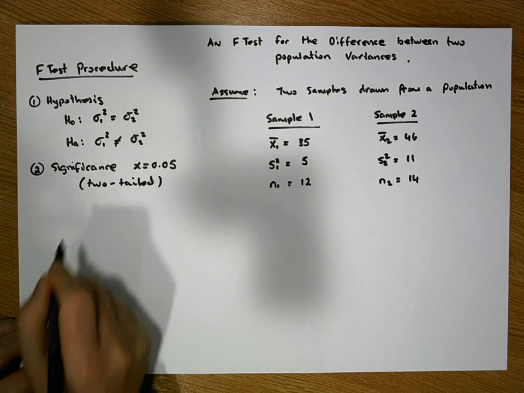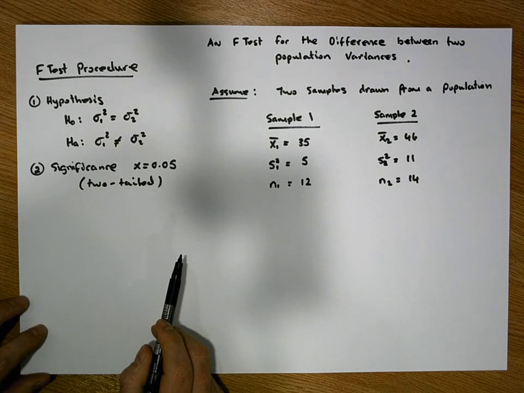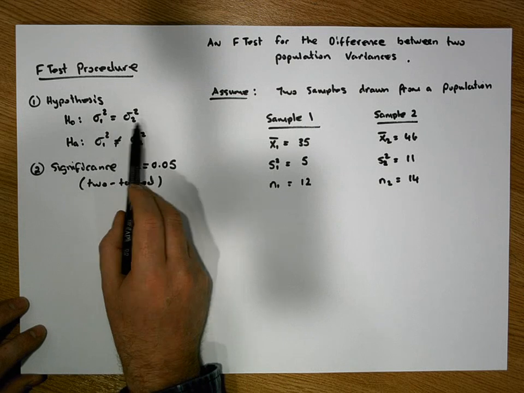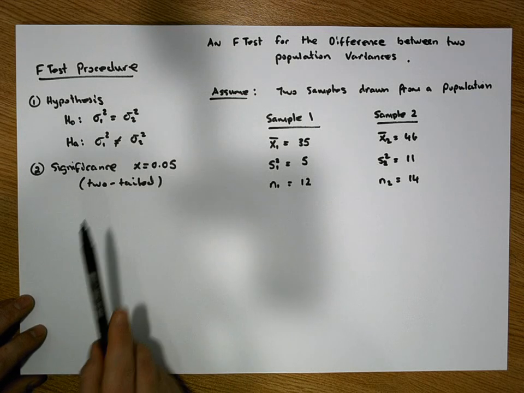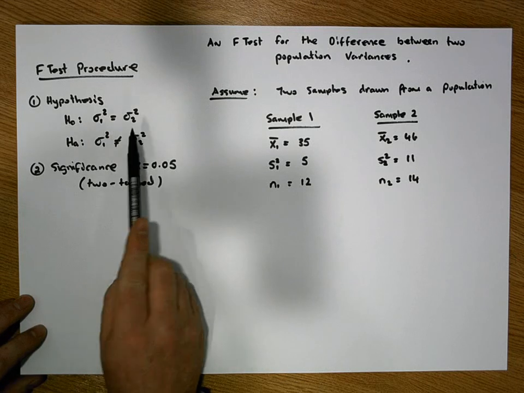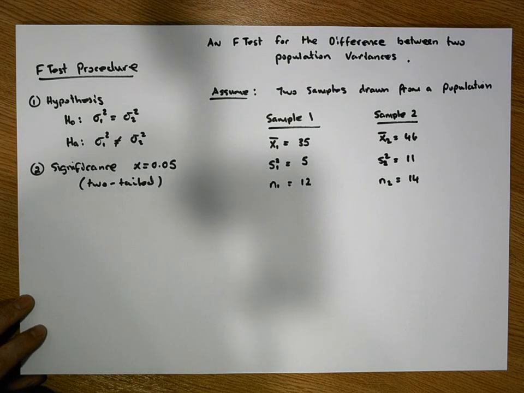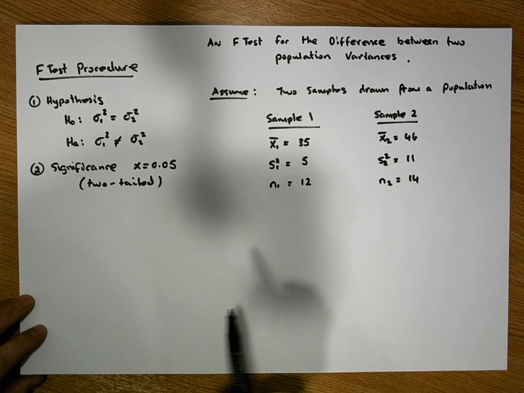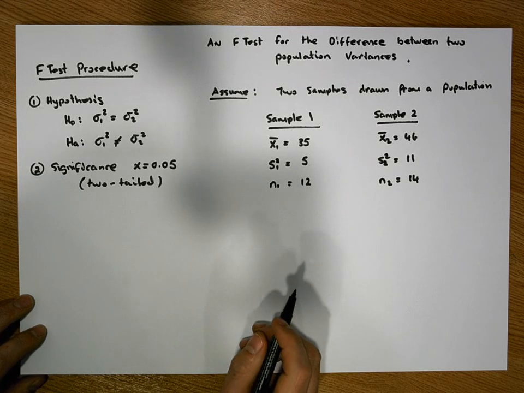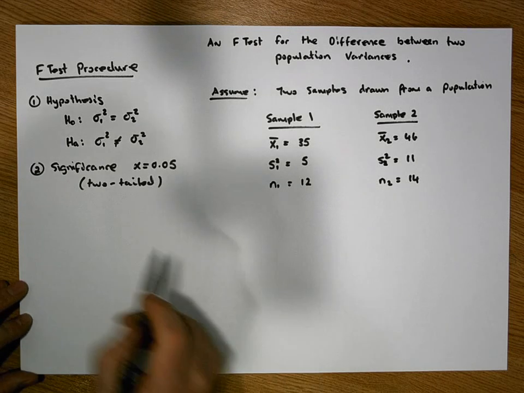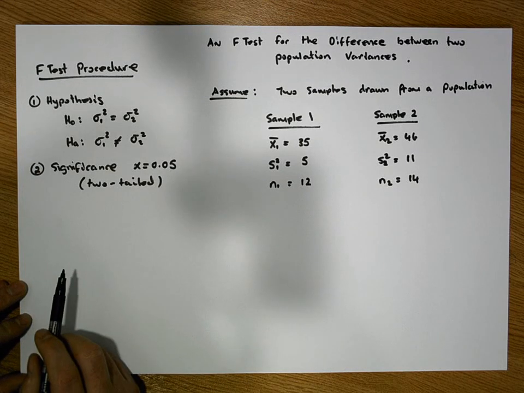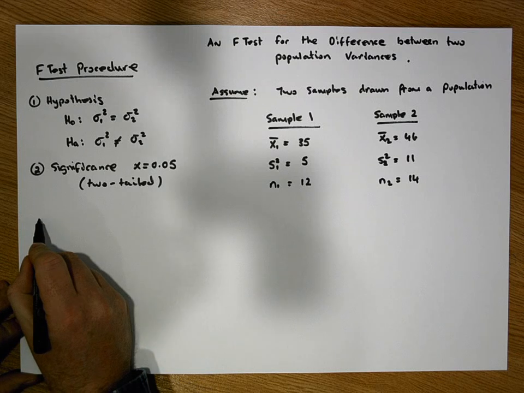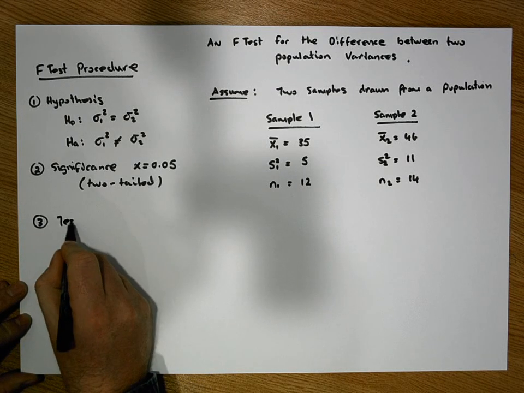Now, the F-test can be undertaken as a one-tailed test, where we hypothesize a specific direction with respect to the differences. But for our purposes, it's going to be a two-tailed test, and this is the test that's going to allow us to differentiate between an independent samples t-test assuming equal variances, or an independent samples t-test assuming unequal variances. So we've defined our hypothesis and the significance level associated with this particular test. Stage 3 is to define our test statistic.